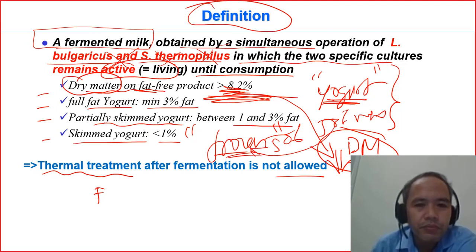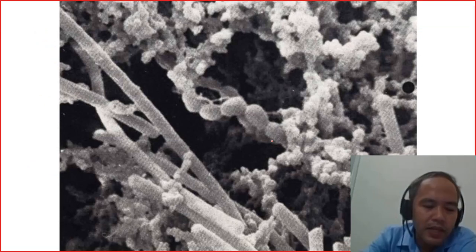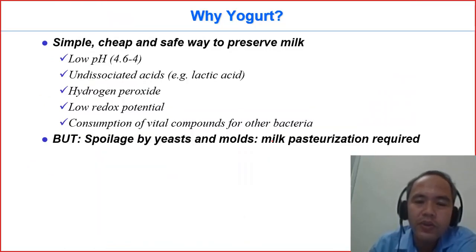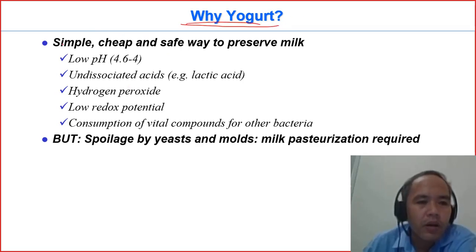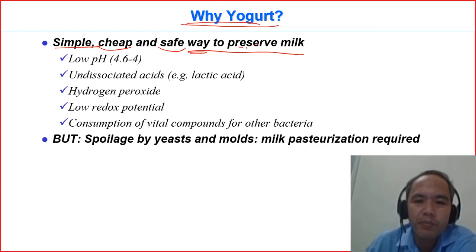Okay, this one I already explained, so we just skip it. We go further. Now we have the question of why we make yogurt. Making yogurt is a simple, cheap, safe way to preserve milk, meaning to extend the shelf life.